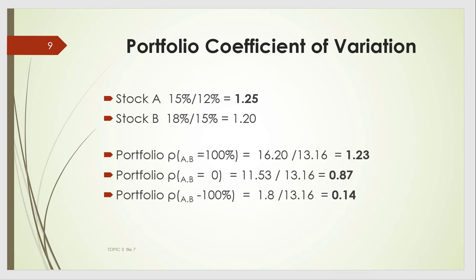Now what I want to do is look at the coefficient of variation. If we look at B, the coefficient of variation is 1.2. Look at positive 100% correlation. The coefficient of variation is 1.23. Because it's positive 100%, the allocations are going to cause the coefficient of variation to be bounded between 1.25 and 1.20. But notice when it's 0 correlation, the coefficient of variation is under 1, and negative, it's closer to 0. So we can see that as the correlation gets closer to negative, the coefficient of variation gets smaller and smaller, meaning you're getting less and less risk for each unit of return you're receiving.